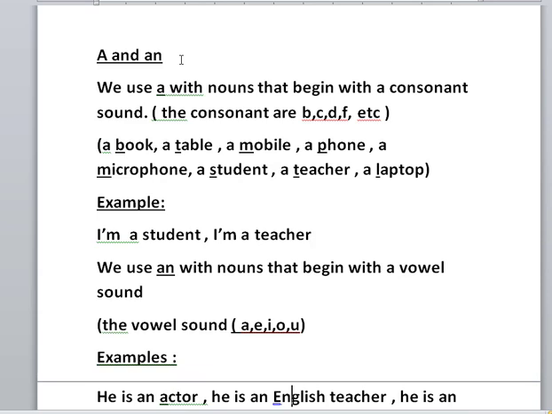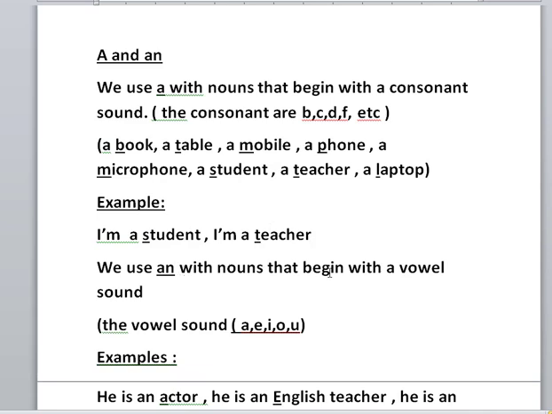And now we talk about the articles a and an. Okay, we use a with nouns that begin with a consonant sound. The consonants are B, C, D, F, and so on. For example, a book, B is a consonant sound. A table, T. A mobile, M. A phone, P. A microphone, M. A student, S. A teacher, T. A laptop, L. For example, I am a teacher. I am a student. Okay. S, consonant sound. And also T, consonant sound. We use a because we have a consonant sound at the start of the word.